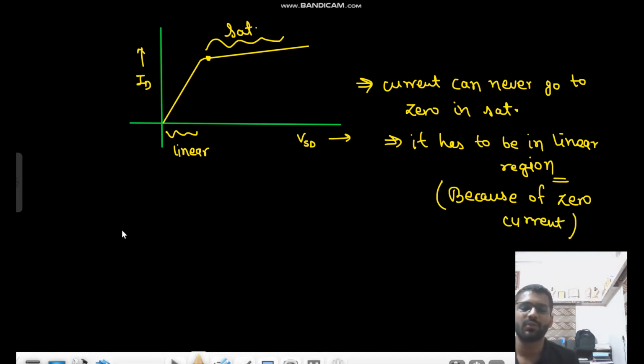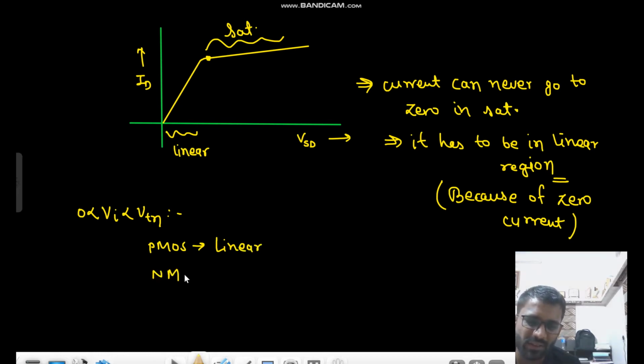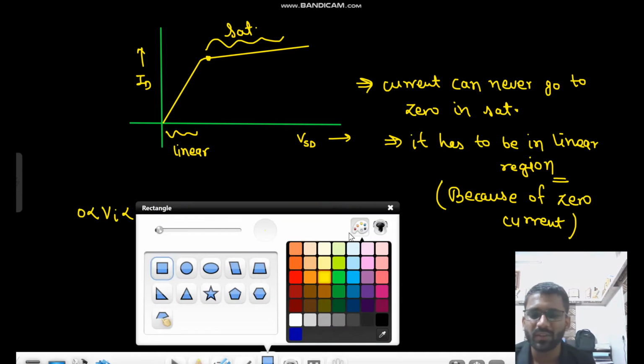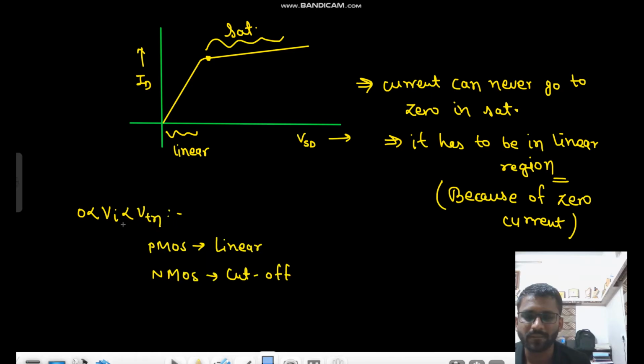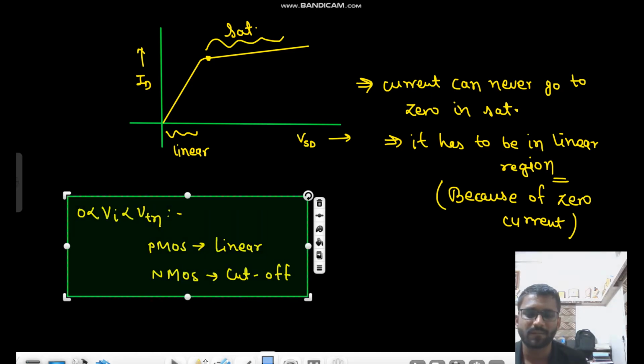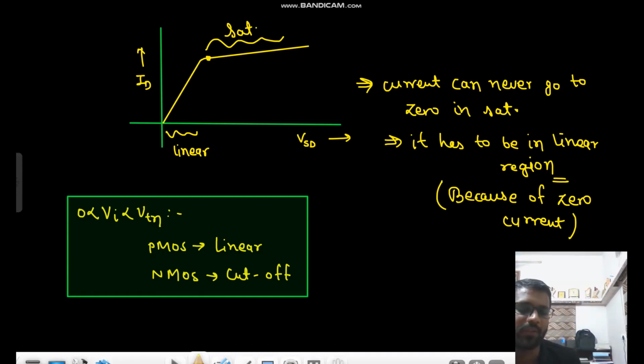Right? So what did we see here? For 0 to Vin to VTN, what about your PMOS? PMOS goes in, sorry, not cutoff. PMOS goes in the linear region, and your NMOS goes in the cutoff region. Right? So this is our first point of analysis. Okay. Now we will move on to the second region.